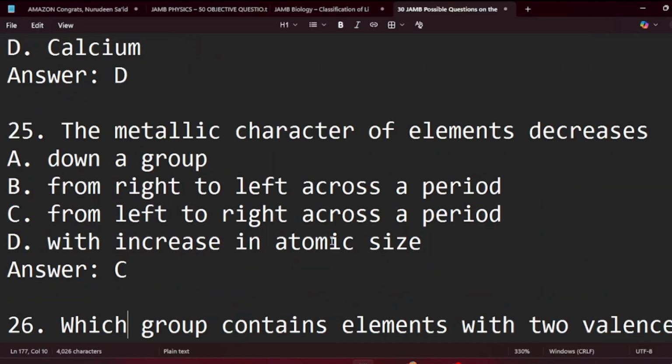Question number 25. The metallic character of elements decreases A. Down a group, B. From right to left across a period, C. From left to right across a period, D. With increase in atomic size. The answer is C, which is from left to right across a period.